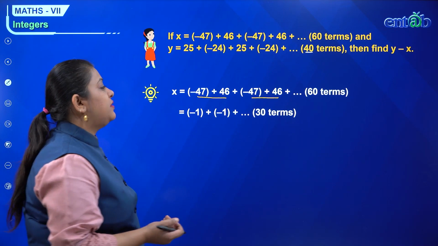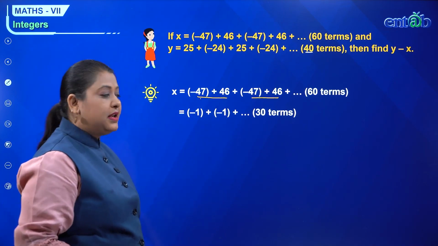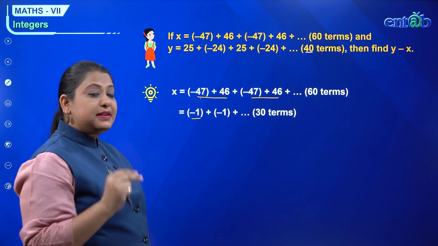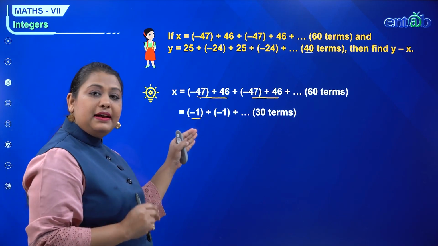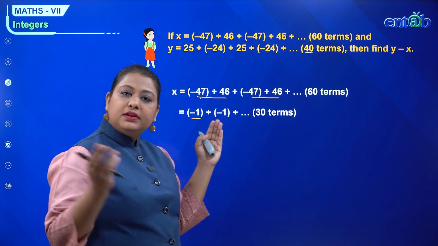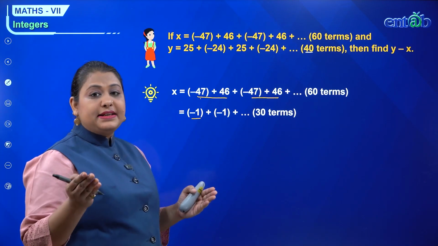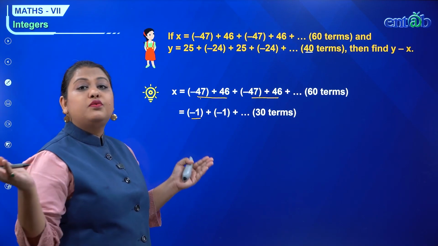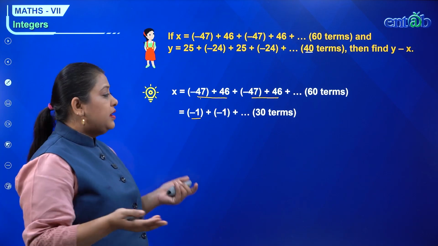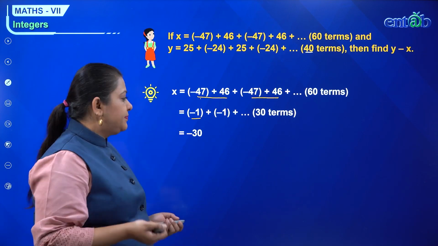Now how many terms do I have? These are two terms when I have minus 47 plus 46. This is giving me the result minus 1. It means the result is coming out of two terms and I am getting one term here. So out of 60 terms I will be left with 30 terms, right? Now minus 1 is getting added 30 times. So what should be the answer? Minus 1 plus minus 1 plus minus 1 plus minus 1. It will be minus 30, right? It's getting added 30 times.